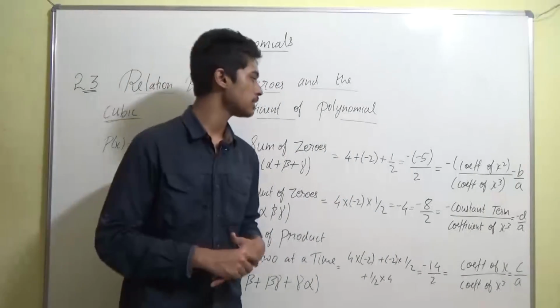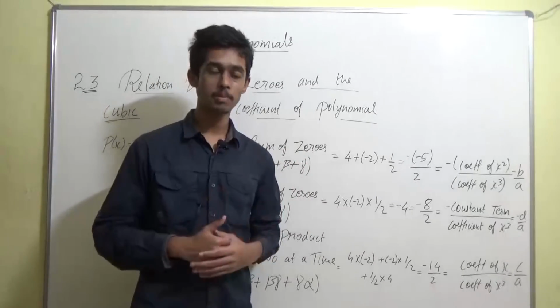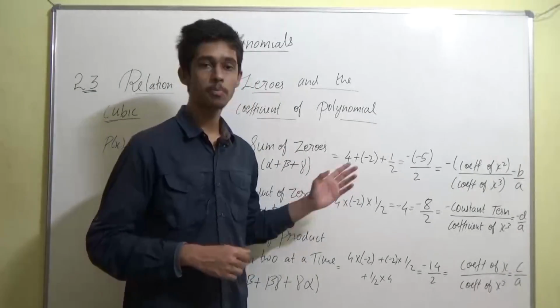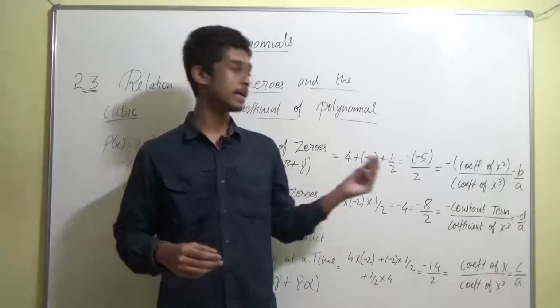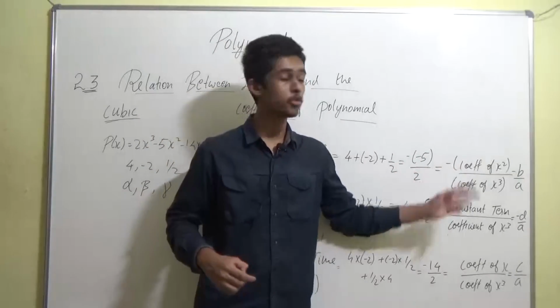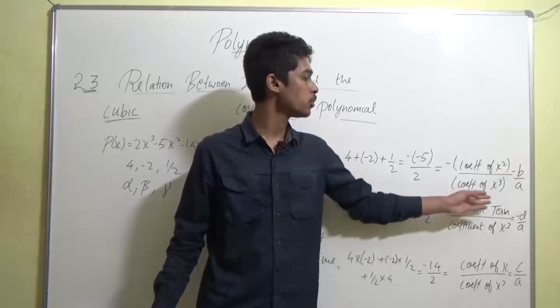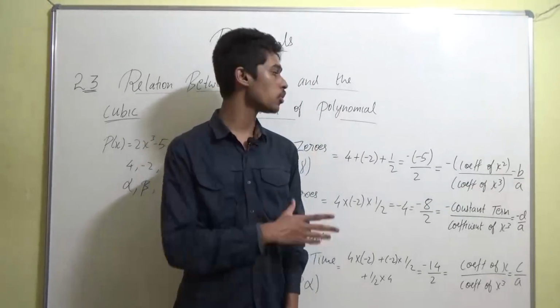Now we are going to see the relationship. Sum of the zeros, that is alpha plus beta plus gamma, is equal to 4 plus minus 2 plus half, which is equal to minus of minus 5 by 2, which is equal to minus of coefficient of x square by coefficient of x cube, which is equal to minus b by a. This is what you have to understand, guys.